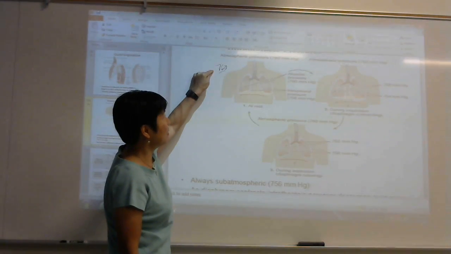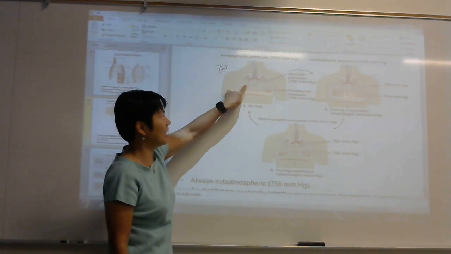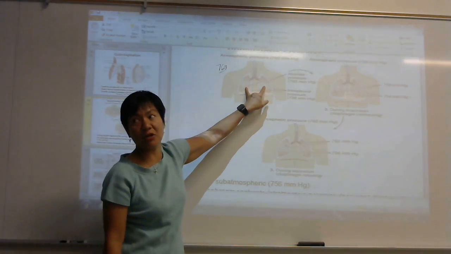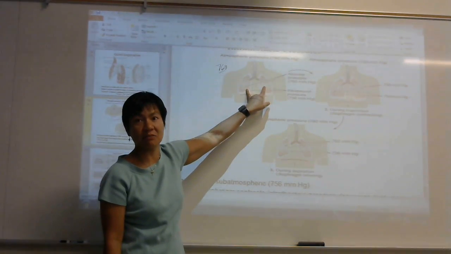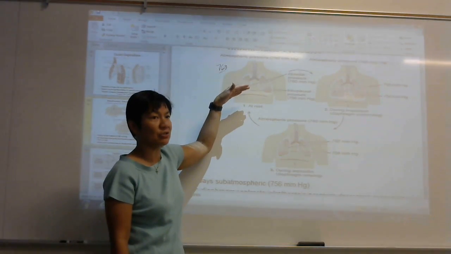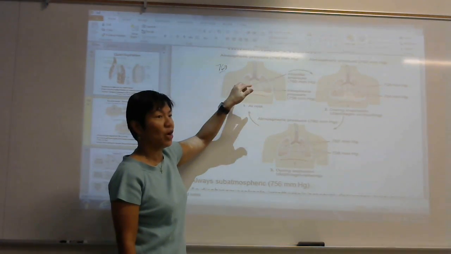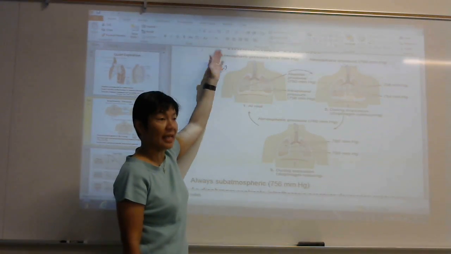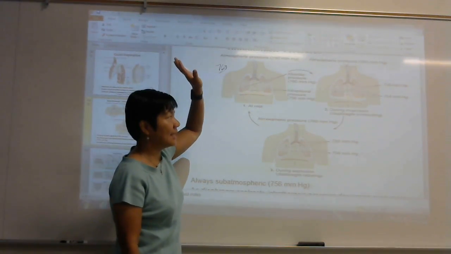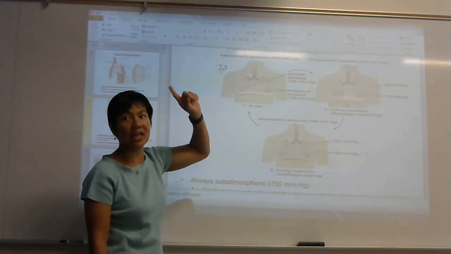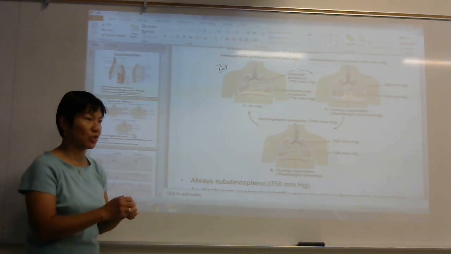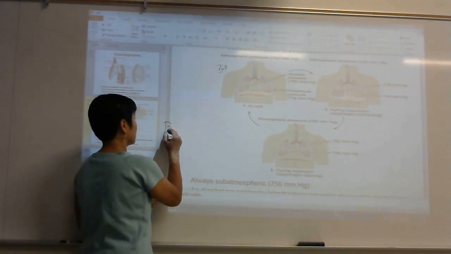If the pressure outside and the pressure inside are both 760, if it's the same, do you agree there will be no movement of air? So the key is to create a lower pressure here, then air just naturally moves. In this case, we create a lower pressure using what you call Boyle's law.